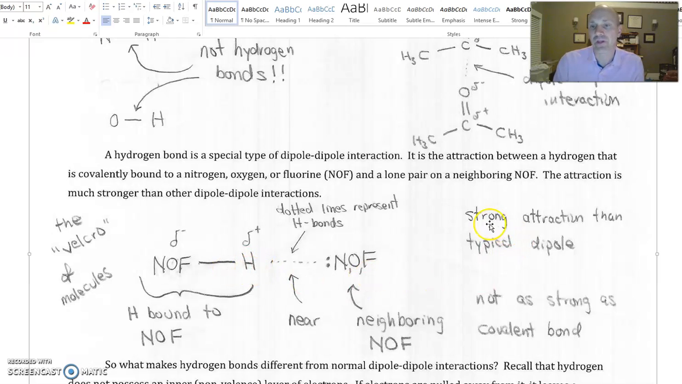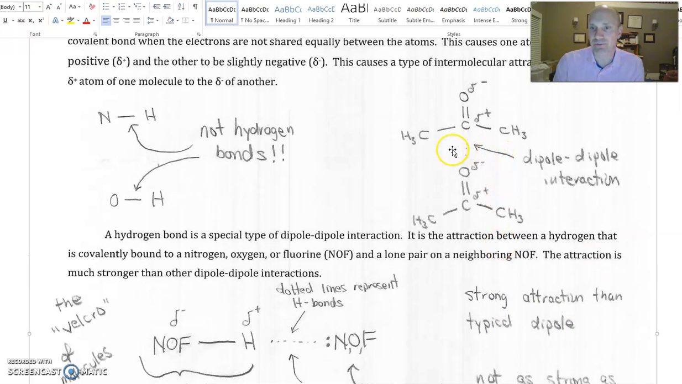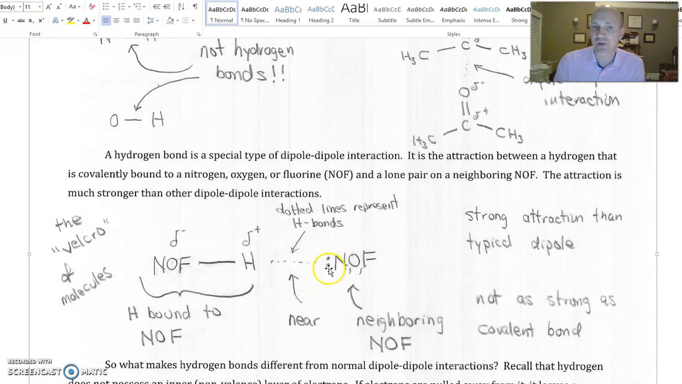So I just want to be clear about this. This should say stronger. This little stickiness right here is definitely stronger than a typical dipole-dipole interaction. So for example, we showed this dipole-dipole interaction right here. This is not a hydrogen bond, but it is a slight area of stickiness between neighboring molecules. So hydrogen bonds are going to be stronger than that type of interaction, but they're not going to be nearly as strong.